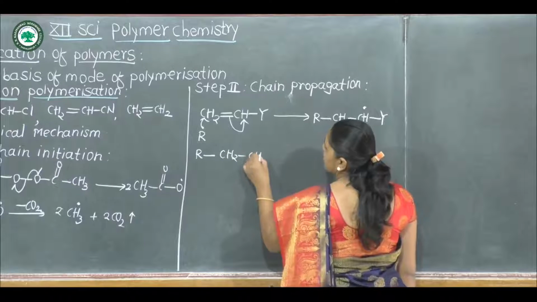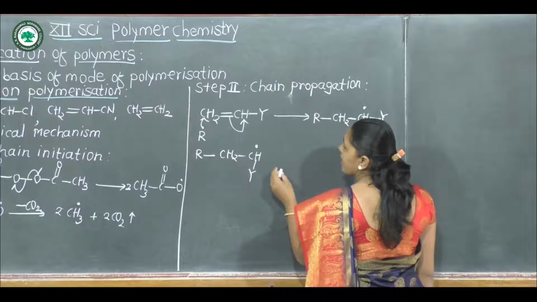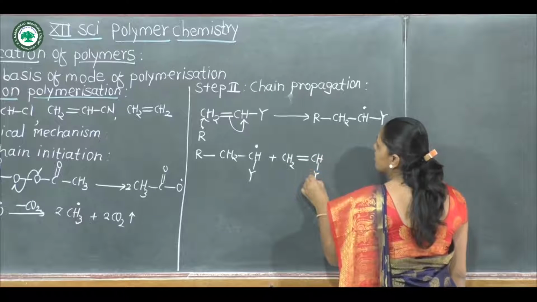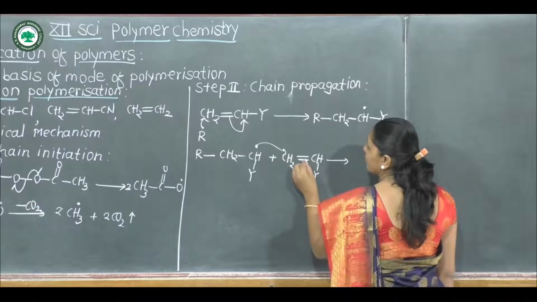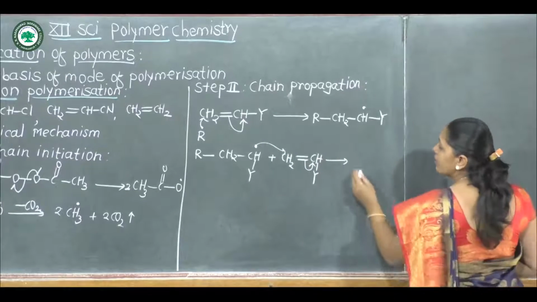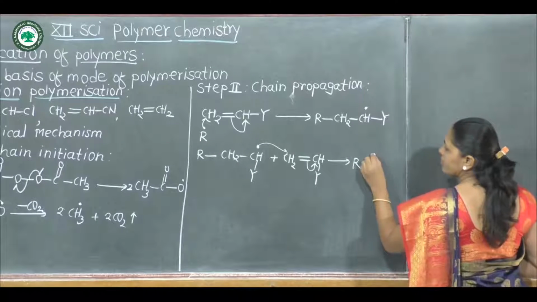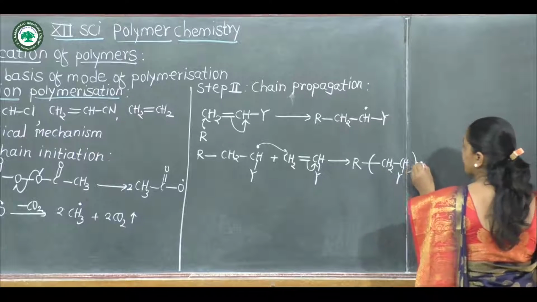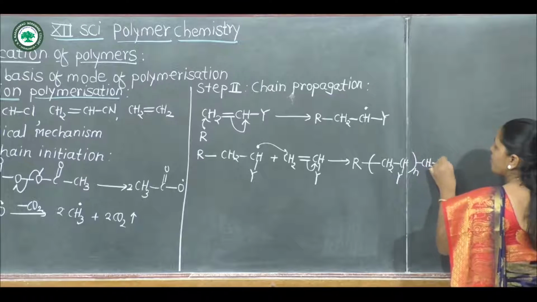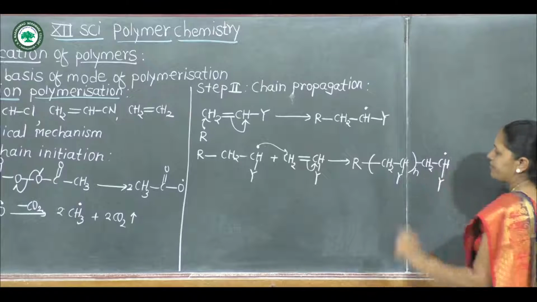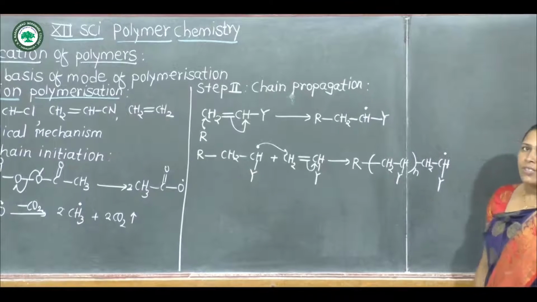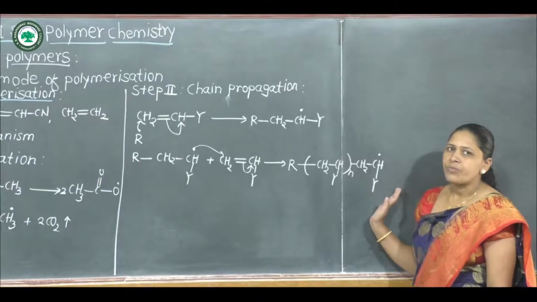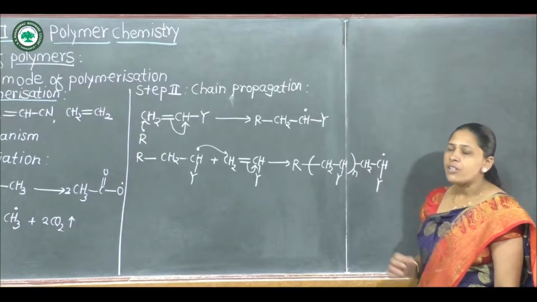RCH2CH free radical reacts with another vinyl group to form a bigger free radical, R CH2 CH Y n times, CH2 CH Y. This is the chain propagation in which another bigger free radical is formed, and this reaction continues until chain termination is carried out.